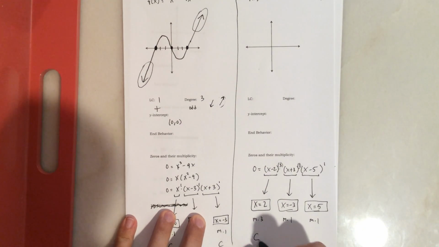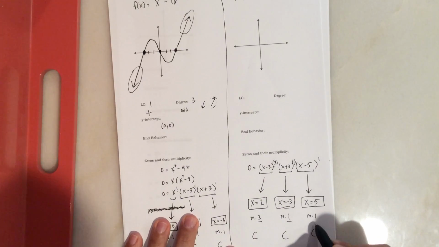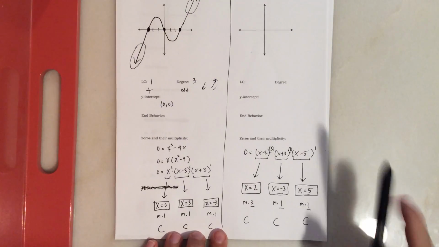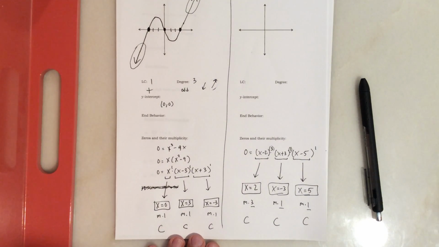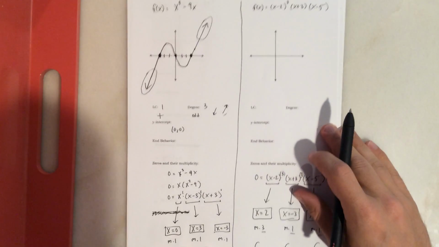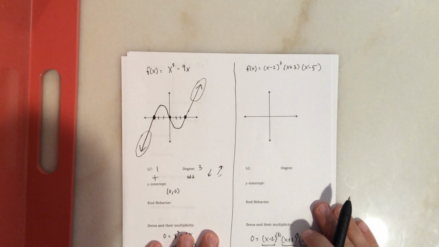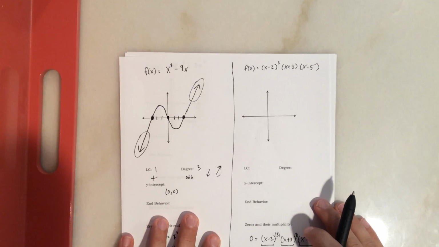All of those are odd numbers, so that's a cross through at every point. Remember, if this multiplicity was an even number, like a 2 or a 4, then it would bounce off the x-axis at that point. Okay. So then the next thing we have to consider are the harder ones, which are the y-intercepts and the leading coefficient and the degree. So the y-intercept here, remember y-intercept is what you get when you plug in a 0 for every x. So let's look at that.